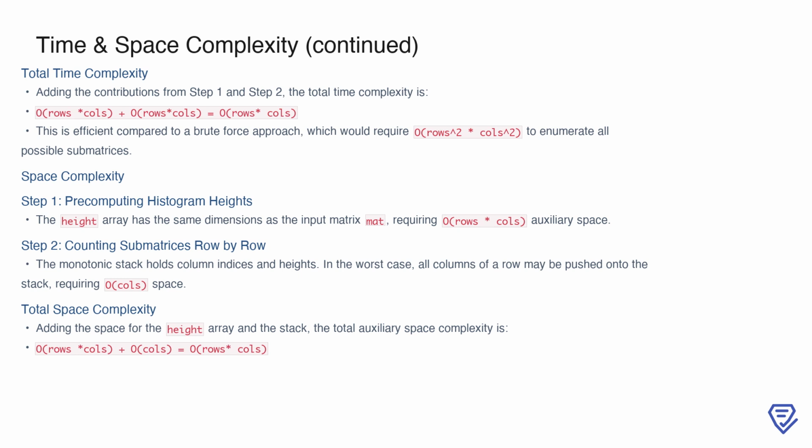Next, let's analyze the space complexity. During the pre-computation step, we store the histogram heights in an auxiliary array with the same dimensions as the input matrix, requiring O(rows * cols) space. When counting submatrices row by row, the monotonic stack is used to store column indices and heights. In the worst case, the stack can hold all columns of a single row, which requires O(cols) space. Adding these together, the total auxiliary space complexity becomes O(rows * cols) for the height array plus O(cols) for the stack, which simplifies to O(rows * cols). This ensures that our solution not only runs efficiently but also optimally uses space.